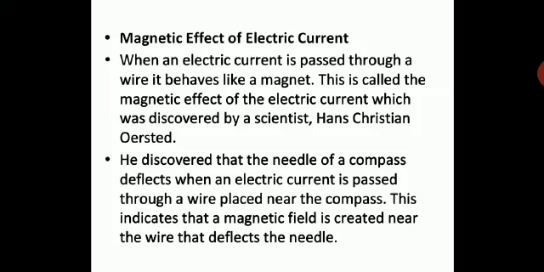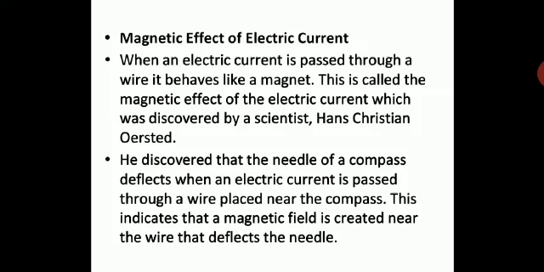Please take this down. What he discovered is that the needle of a compass deflects when electric current is passed through a wire near the compass. Suppose you keep a wire, you pass electricity, and you keep a magnetic needle near it, the magnetic needle will show deflection, which is an indication that there is some magnetic field around. Otherwise, the needle will not move. This indicates the magnetic field is created near the wire that deflects the needle.